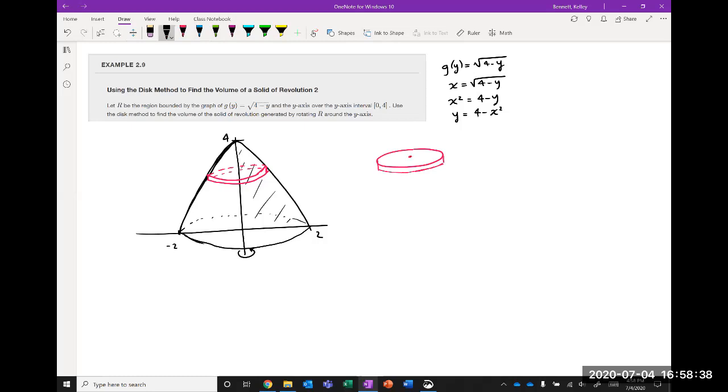I know that this is my y-axis. So my radius is actually going to be this distance here. So this distance is actually given by g of y, right? It's the distance from 0 to this function point. Well, this function point is g of y. So in that case, I would know that my volume is pi times my radius, which is g of y squared dy, right? So that's just this one particular hockey puck.